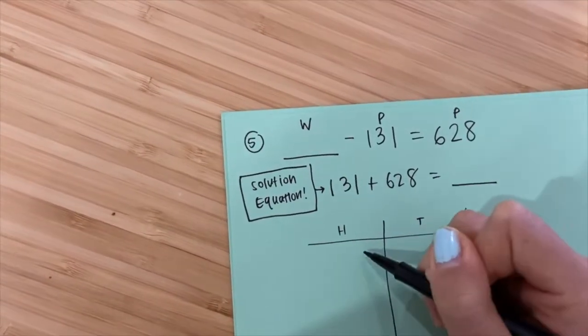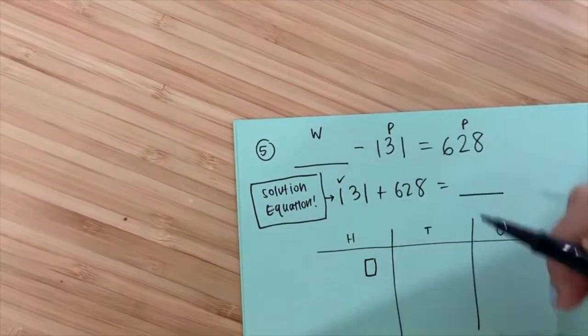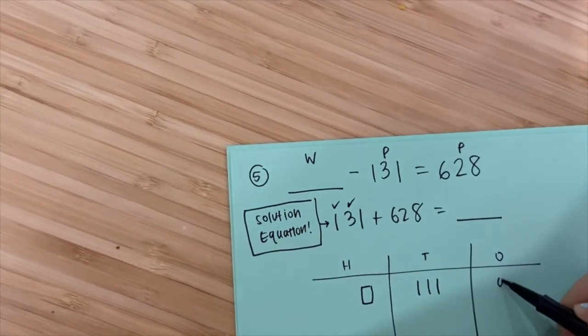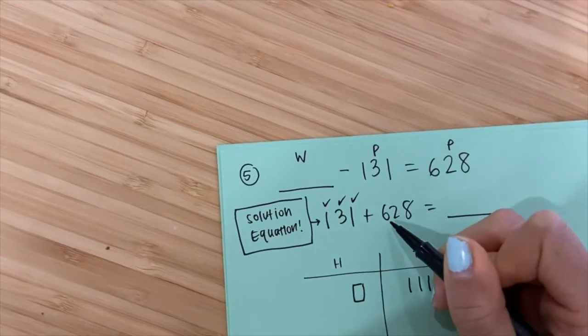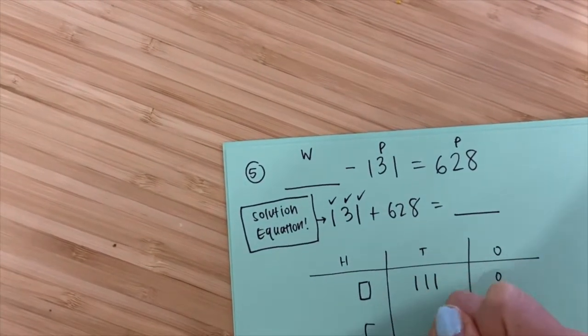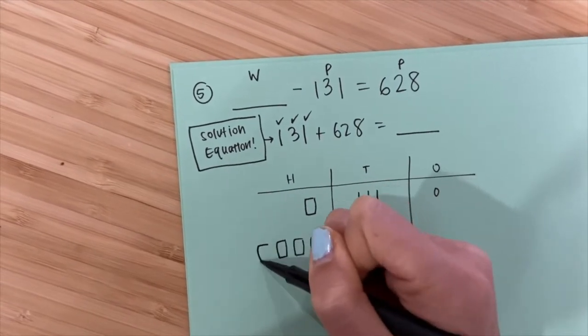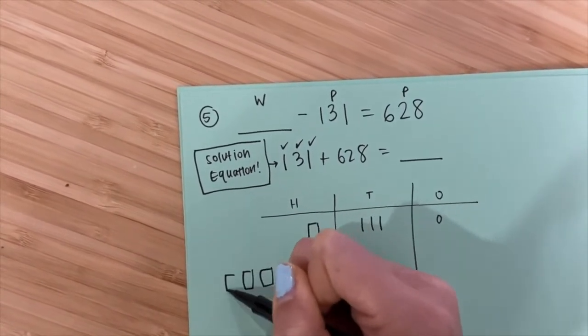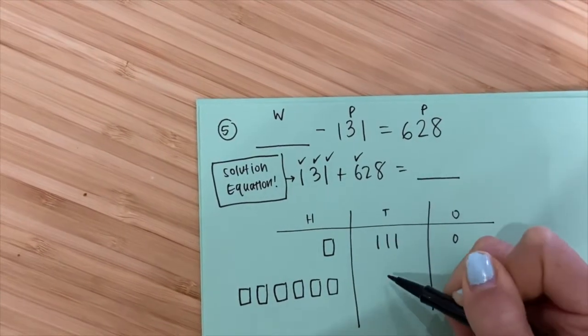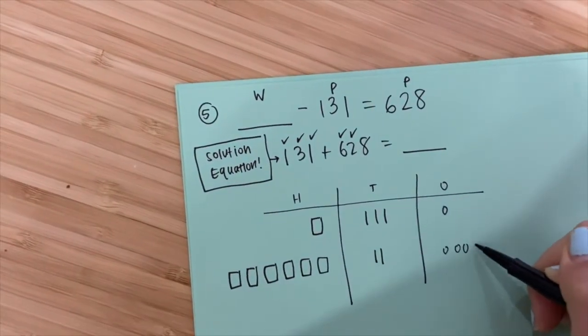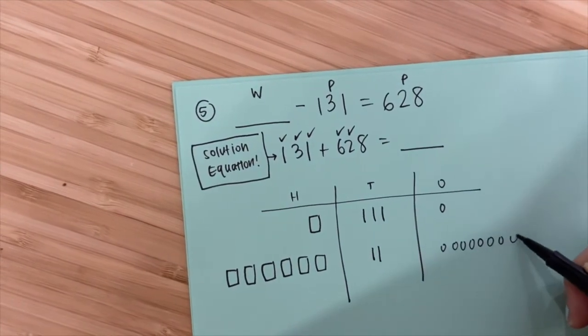Okay, so 100, check. 3 tens, 1, 2, 3, check. 1 one, check. Next number, 600s. 1, 2, 3, 4, 5, 6, check. 2 tens, 1, 2, check. 8 ones, 1, 2, 3, 4, 5, 6, 7, 8.